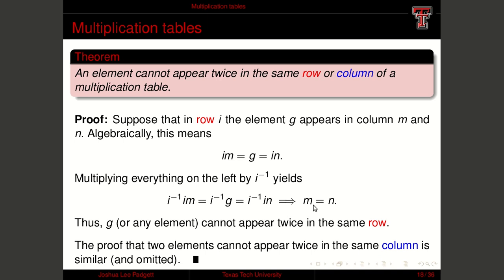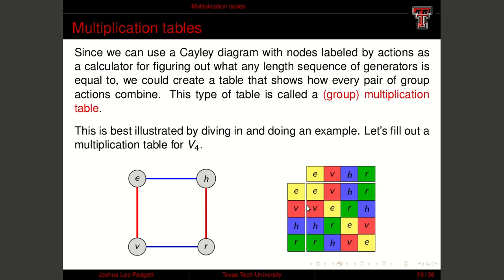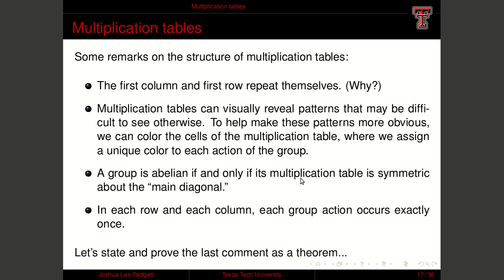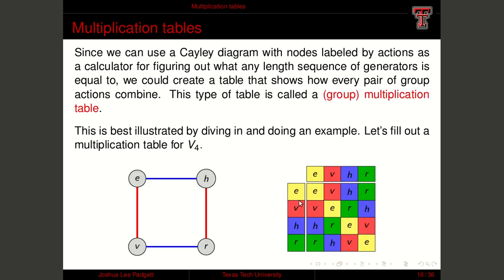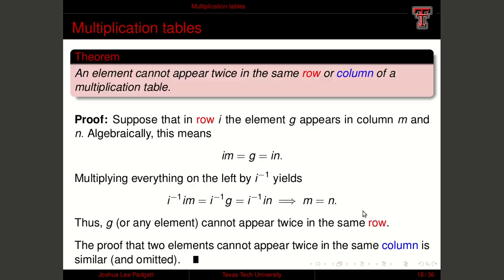And we can prove it. So suppose that in row I, by which I mean the element I in the group, and I'm fixing the row to the right of it, the element G appears in columns M and N. So if I'm in row I, it would mean something like I have a color green here in column M, and a color green here in column N, which I don't have here, but this is just to let you understand the notation.